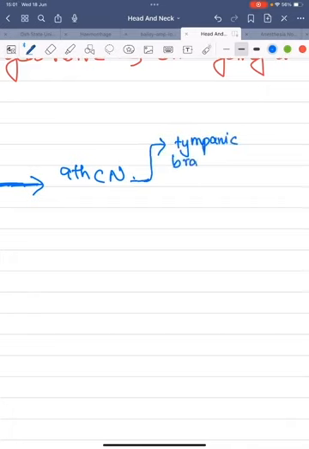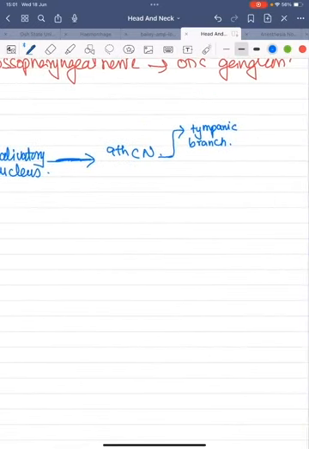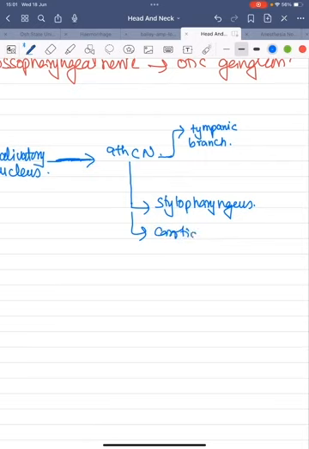I can complete the ninth cranial nerve also, then I will continue with the tympanic branch. That ninth cranial nerve is also going here, and it is giving innervation to the stylopharyngeus muscle, innervation to the carotid body and sinus, to the tonsils also, and to the posterior 1/3 of the tongue also.